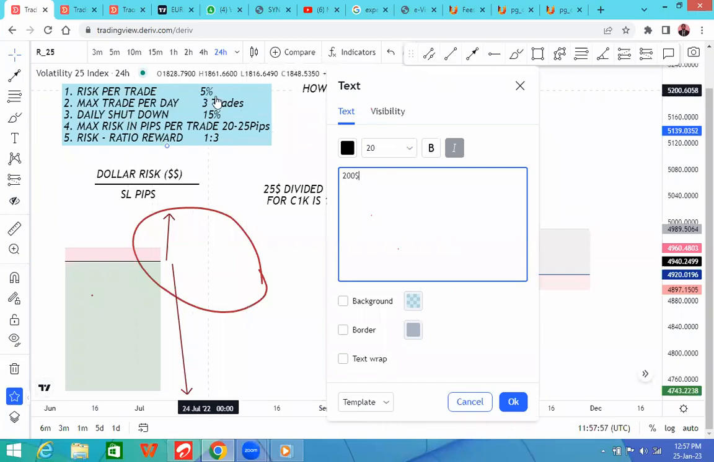You are risking 5%. So 5% of $200 account, what's the answer? Let me know. 5% of $200 account is $10. So now I want to risk $10 in a trade. Follow me. Let me know the lot size I will use. Are you getting it? I want to risk $10 in the trade.